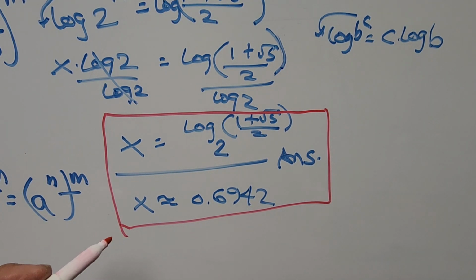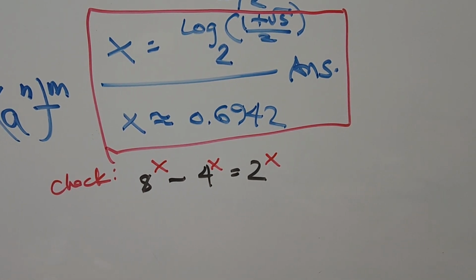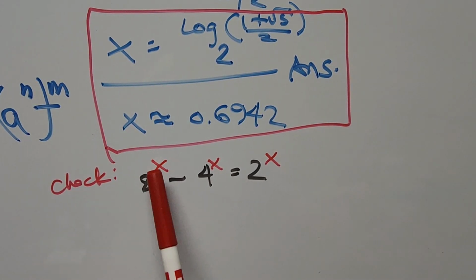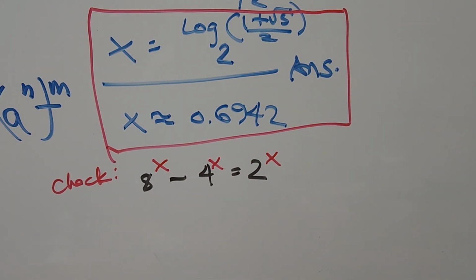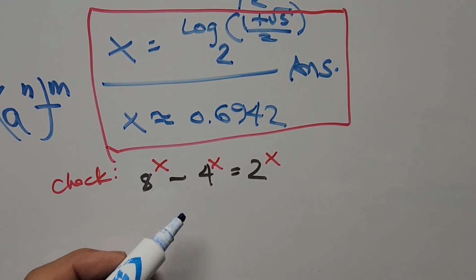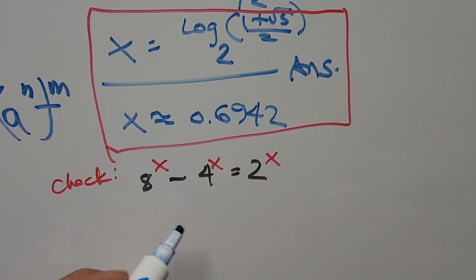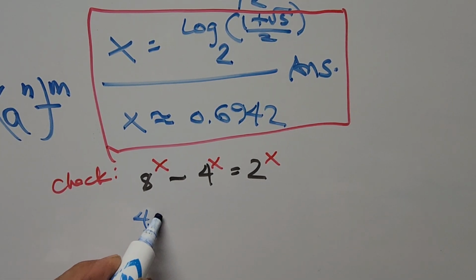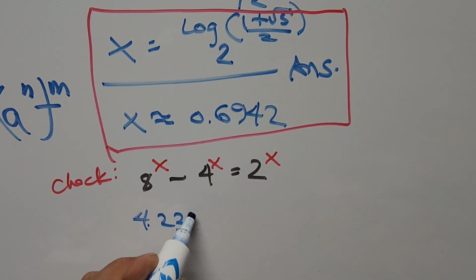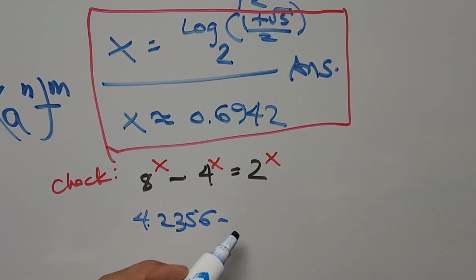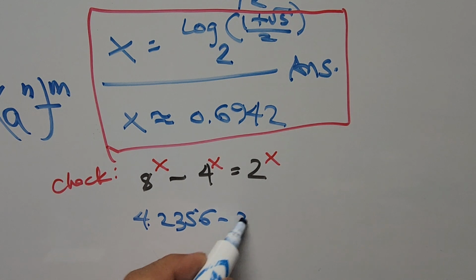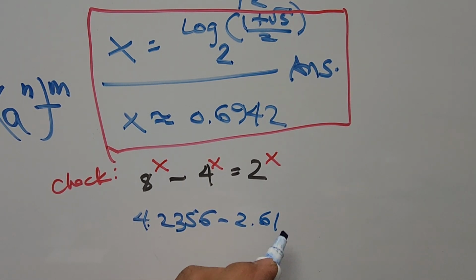And so now let's check our answer, the value of x. And we have here our original equation. Plug in the value of x, approximately equal to 0.6942, in our equation. So 8 to the power of x is approximately equal to 4.2356. Minus 4 to the power of x is approximately equal to 2.6179.